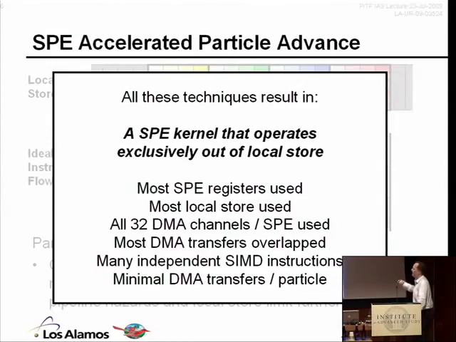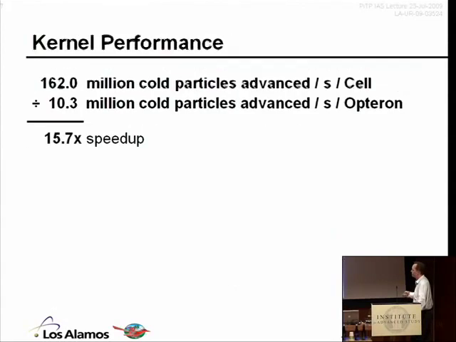But overall, what we find is that we get an SPU kernel that operates exclusively out of local store, with most of the SPU registers used, most of the local store used, all of the DMA channels on the SPU used, with most of the DMA transfers overlapped with computation, with many independent SIMD instructions in flight, giving the processor and the compiler lots of ample opportunity to optimize the code, and very few DMA transfers per particle in aggregate from all the techniques described previously.